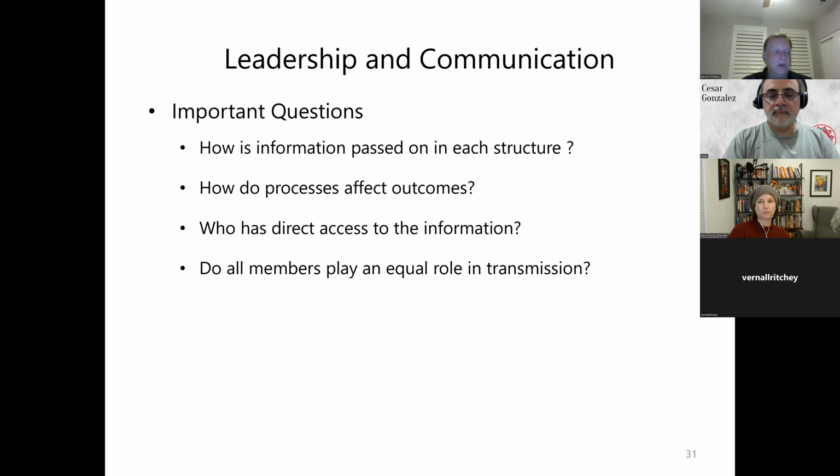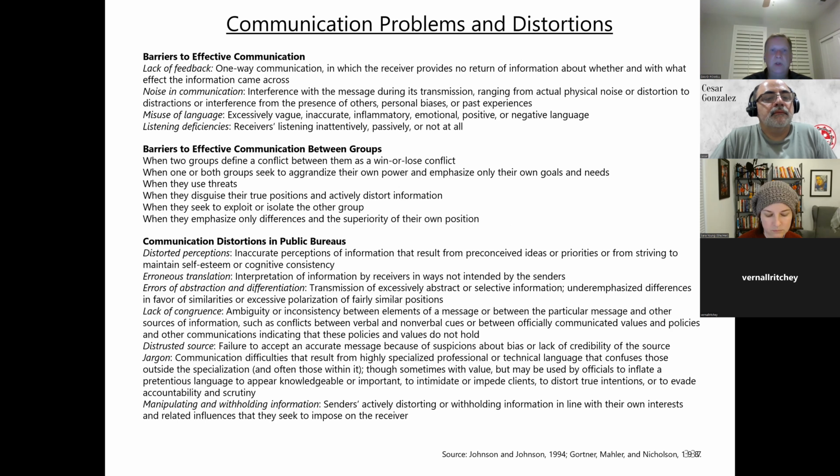Effective leaders not only manage groups effectively, but also manage communication effectively. They understand how information is passed in the organization. They understand how the processing of communication affects outcomes in the organization. They know who has direct access to information, and they understand the roles that different members play in the transmission of communication. You've probably seen in your own organization, so I don't think you have to go through every one of these bullet points, but we know that there are a lot of distortions and a lot of problems that occur within organizations dealing with communication.